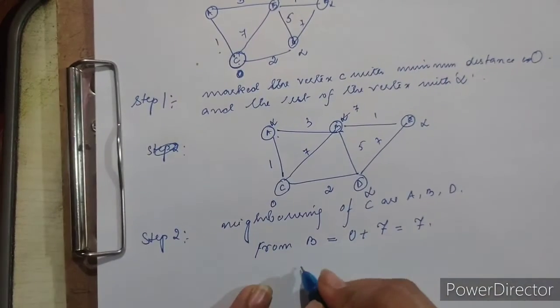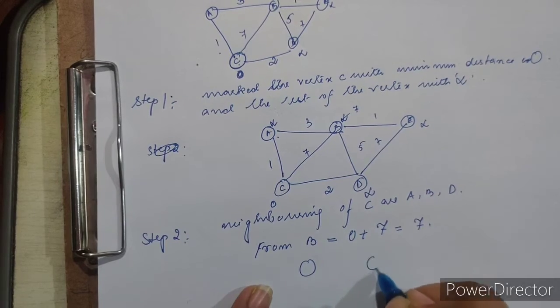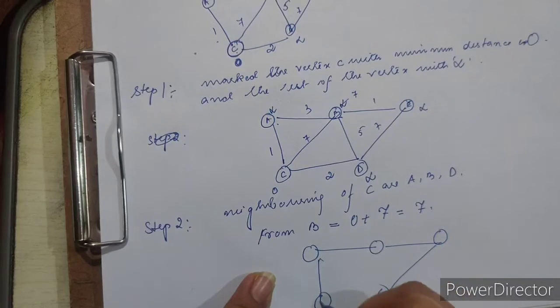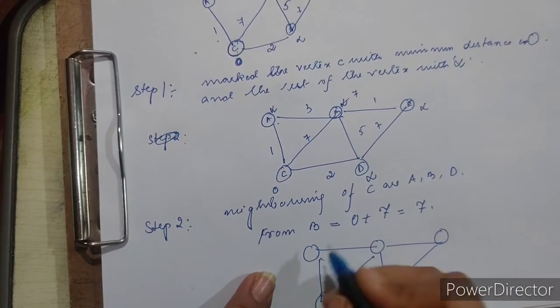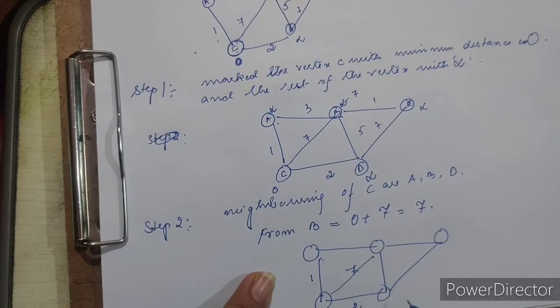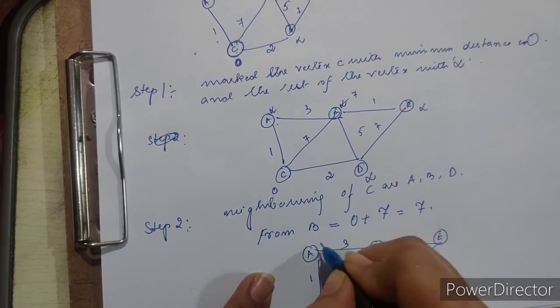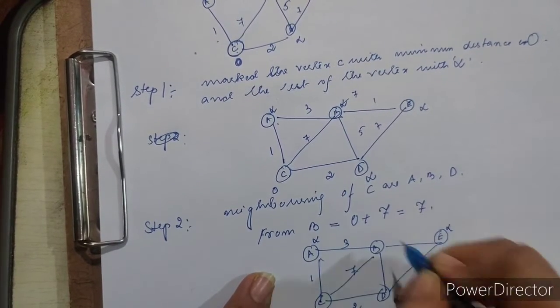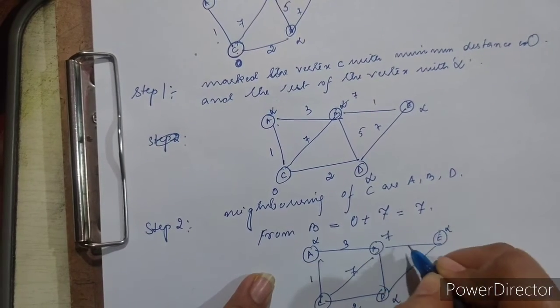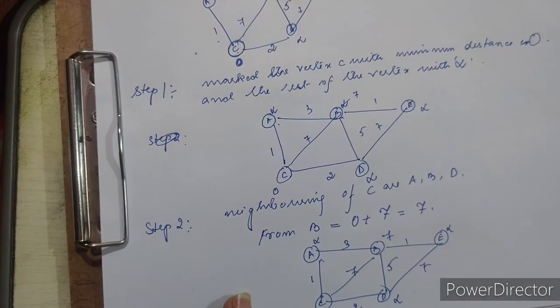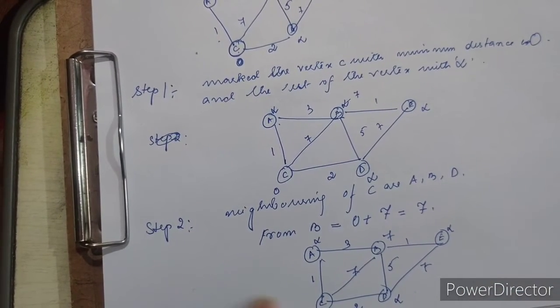So your new graph will look like this. So 1, 7, 2, E, B, D, C, A. So 3, right? This is infinity, this is infinity, this is infinity. What about this? It will be changed to 1, 7, and 5. Got it? Now, next step.